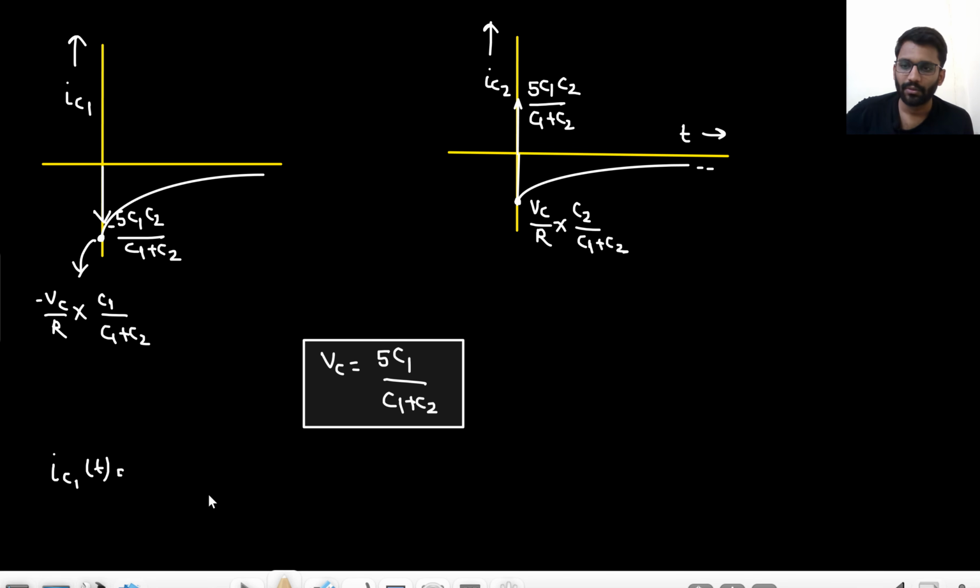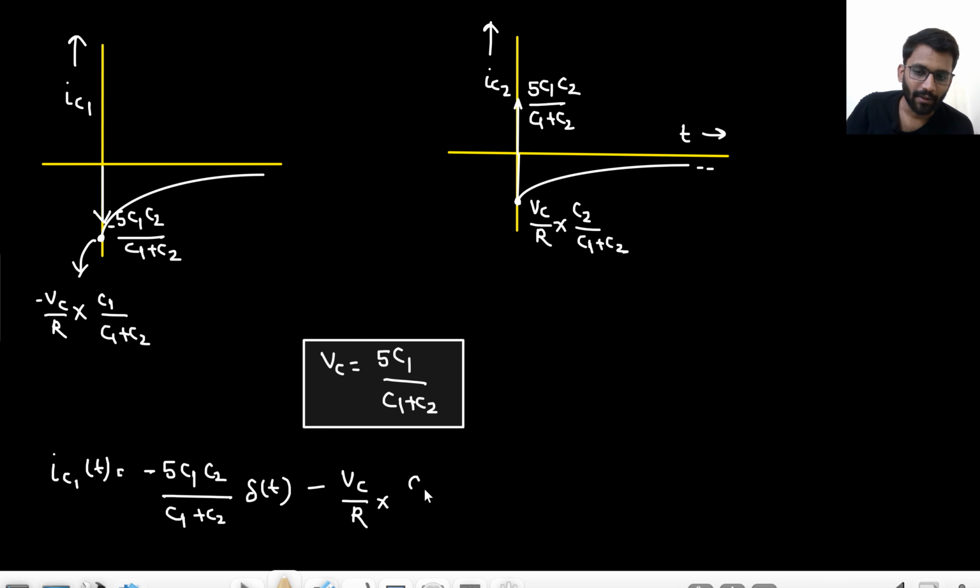Okay. So first we are having an impulse, that's of minus 5 C1 C2 upon C1 plus C2 delta t. Then we are having an exponential decaying response. And for every competition exam it is necessary.